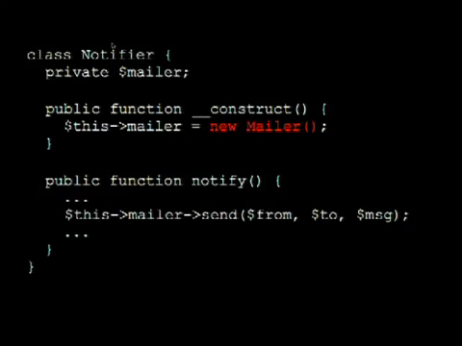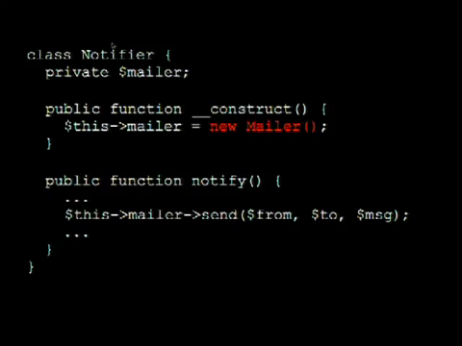Again, a fairly contrived example. This is a notifier class that we have, and its main thing that it does is the notify method, which during the course of whatever it does, sends an email. And it uses an emailer object to send that email. And how it gets that, you see in its constructor, it instantiates one for itself.